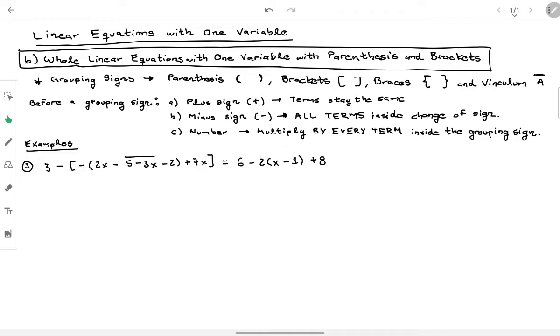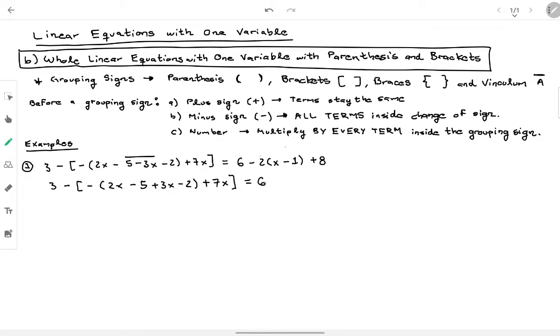In example number 1, we will start with the vinculum, that is the innermost grouping sign. If you check, the vinculum is after the minus. The minus is not in the vinculum. It's only 5 and minus 3x. That means before this sign, we have the minus. So this minus sign will change the signs of this one and also this one. So we will get something like 3 minus bracket minus parenthesis 2x. Then we change the signs of the 5: it was a plus 5, so it will become a minus 5. Then the minus 3x will become a plus 3x. Then it's going to be minus 2 plus 7x. And we close the bracket.